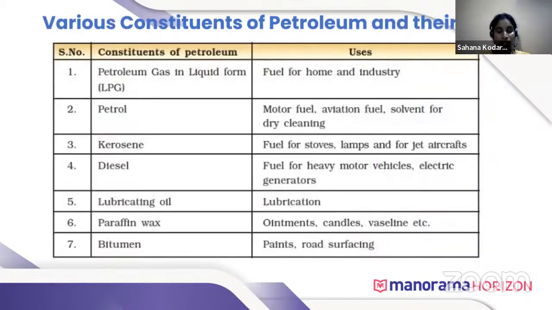Next, we will see what are the various constituents of petroleum and their uses. These are the various constituents of petroleum: petroleum gas, petrol, kerosene, diesel, lubricating oil, paraffin wax, bitumen. These constituents have different uses in our daily life. First we will see one by one. Petroleum gas in liquid form is known as LPG, that is liquefied petroleum gas. Can anyone tell where we use LPG?